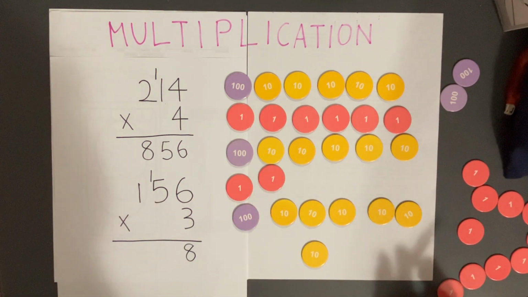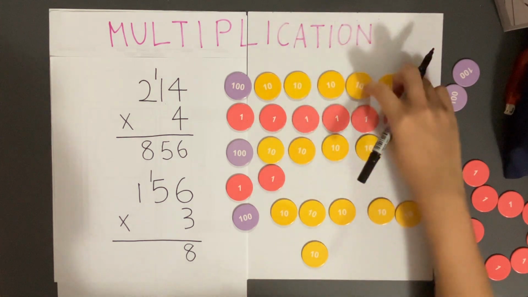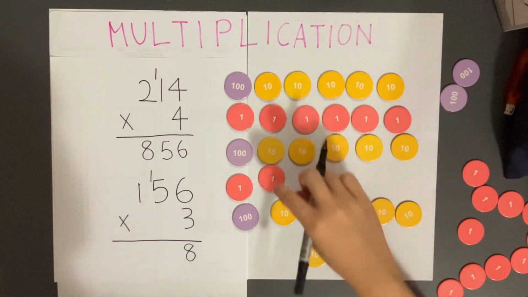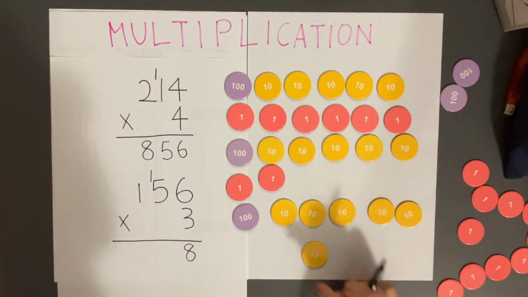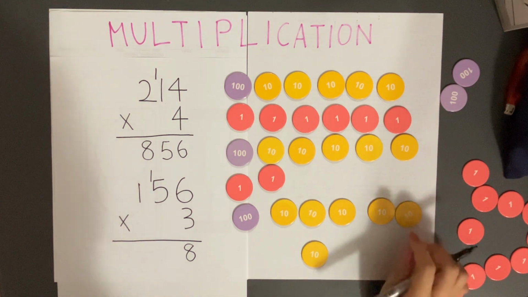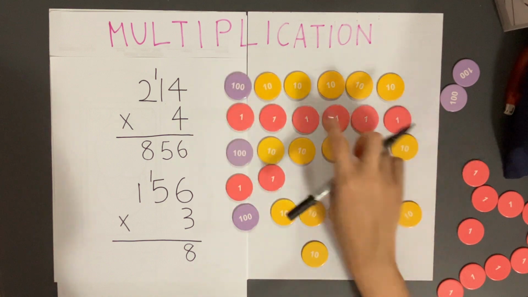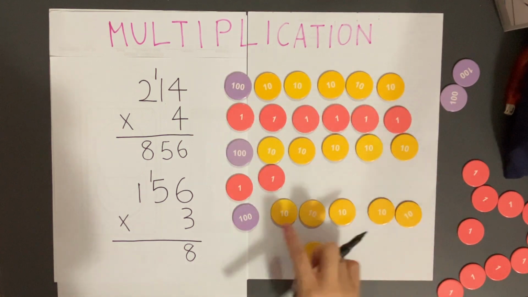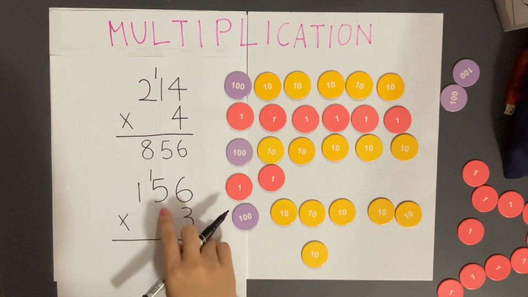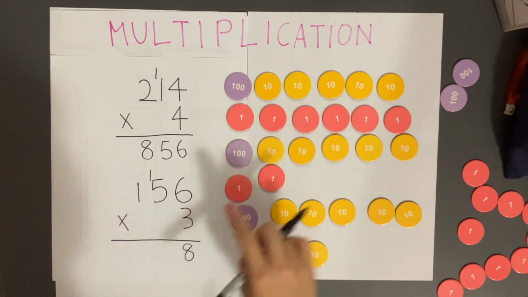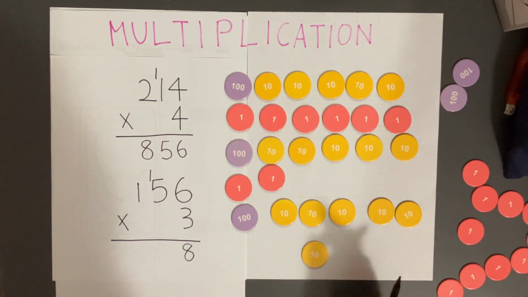How many tens do I have? 1, 2, 3, 4, 5, 6, 7, 8, 9, 10, 11, 12, 13, 14, 15, 16. And how did I get 16? I take 5 tens, because remember each group has 5 tens. It's 5 tens here, 5 tens here, 5 tens here. 5 tens multiplied by 3 for the 3 groups. That gives me 15.